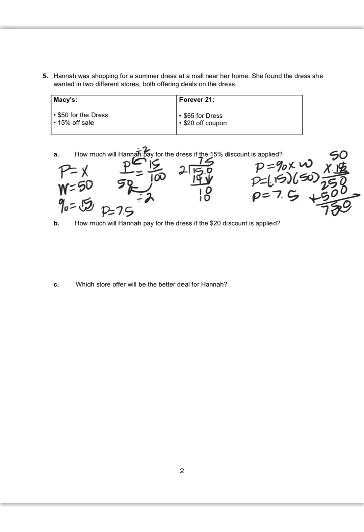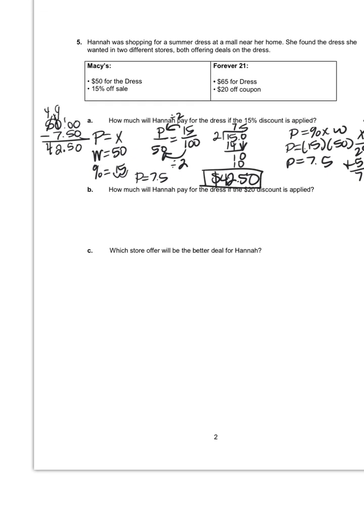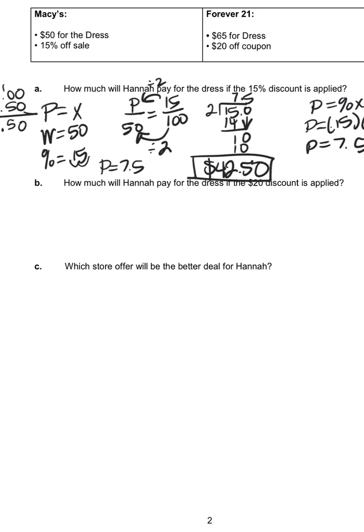Now, this is not the final answer to my problem. What I need to do is take $50.00 and subtract $7.50 from it. 0 minus 0 is 0. I cannot do 0 minus 5, so I have to borrow and carry all the way down, until I can get to the 0 to turn it into a 10. That's supposed to be a 9. 10 minus 5 is 5. 9 minus 7 is 2. And then 4 minus 0 is 4. The final price of the dress at Macy's is $42.50.